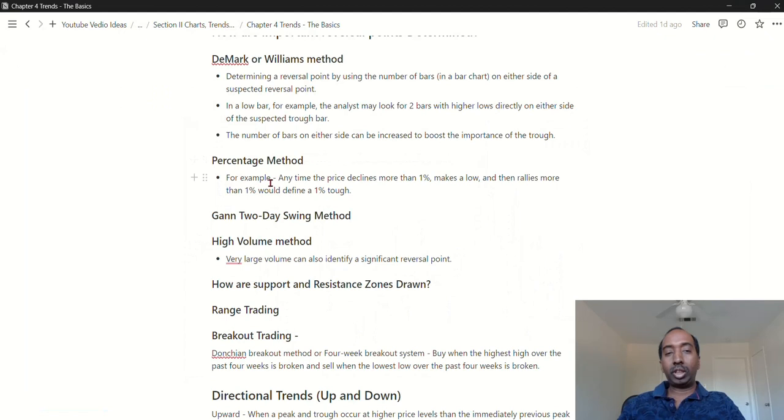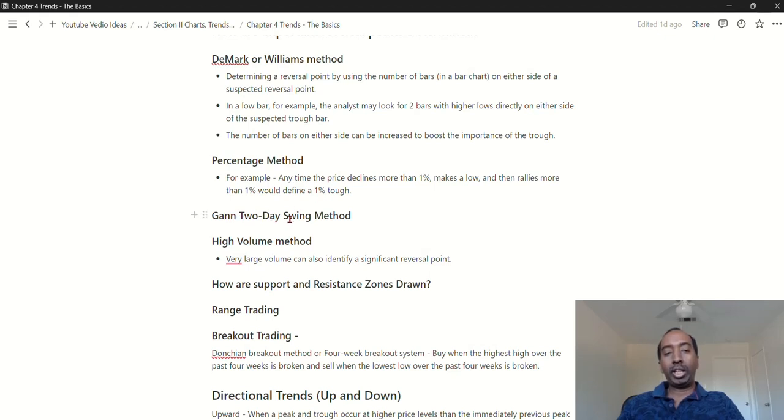Percentage method. For example, anytime the price declines more than 1% makes a low, and then rallies more than 1%, would define a 1% trough. 1% is just an example. It can be 2%, 3%, whatever it is, depending upon the stock or commodity.